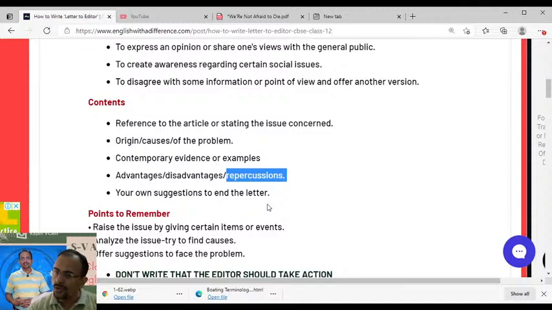Whatever topic comes, you have to first write what this is all about, or what the factors are that gave rise to the current problem. Then write the effects of this problem. Then write your suggestions. So this is how you shall write your letters to the editor.